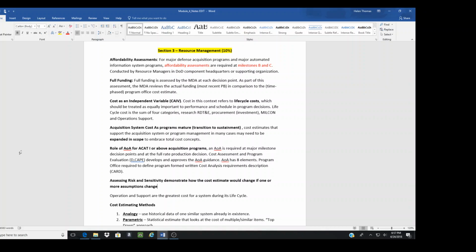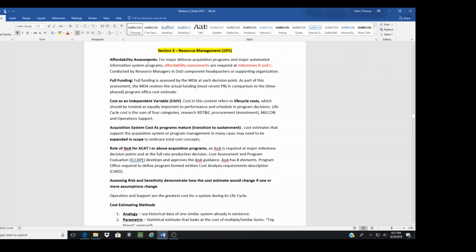Today we're going to look at CDFM Module 4, Section 3, which is resource management. This accounts for 10% of the Module 4 exam. Resource management: a lot of the terms and what we're going to talk about you've heard before, so it shouldn't be too difficult in this part.